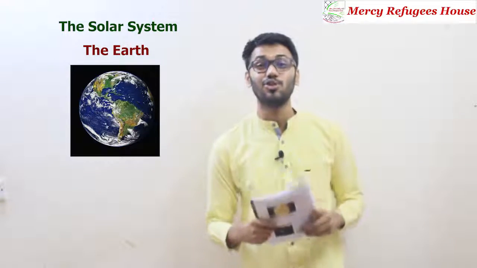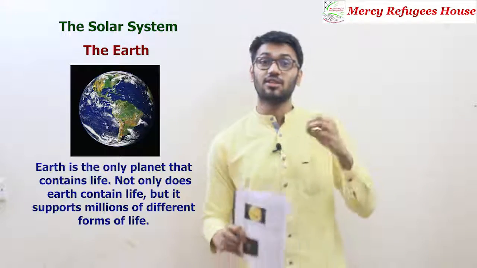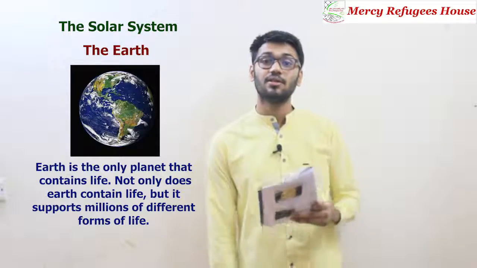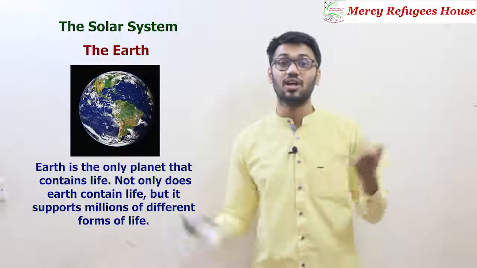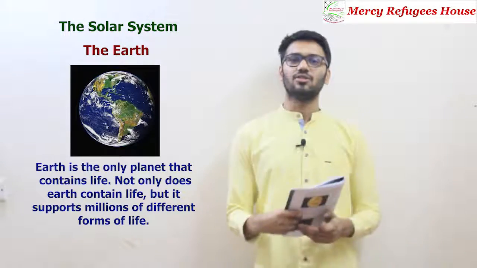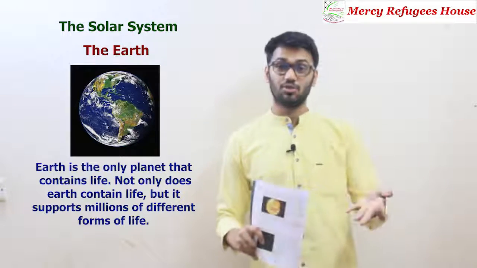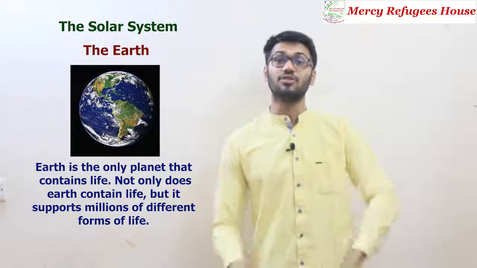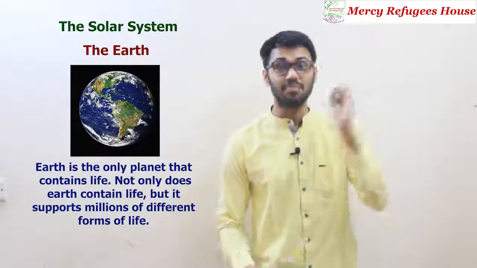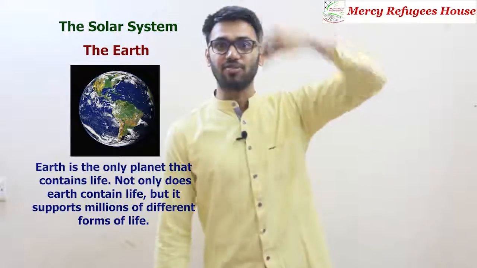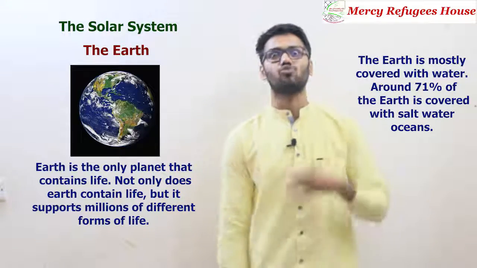So, what do we know about it? In our solar system, Earth is the only planet that contains life. That means animals and us, we are alive things. So this is the only planet in our solar system that contains life. As we told, it does not contain life, it contains millions of life. So there are many species, many things alive and running on the Earth. You already know it. Why? It has got water.